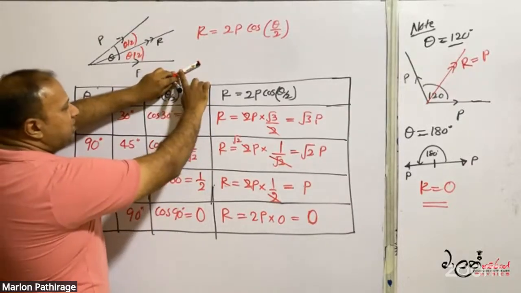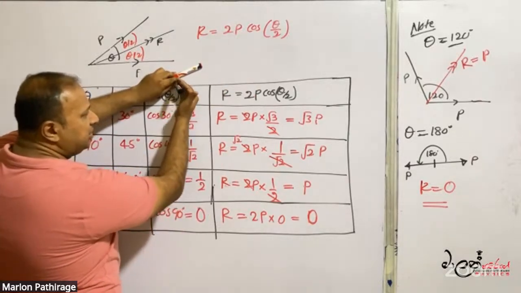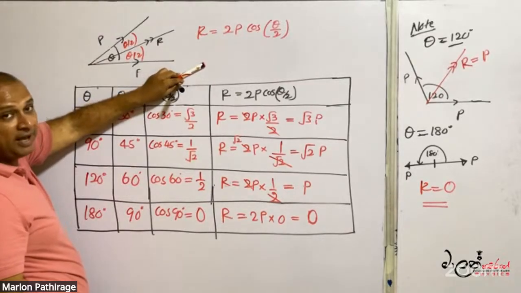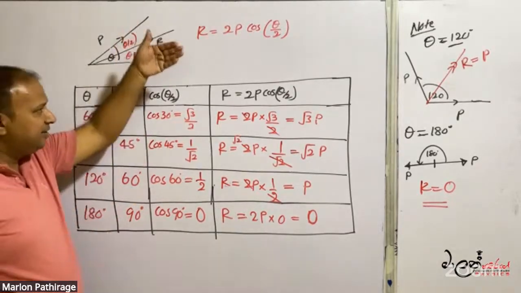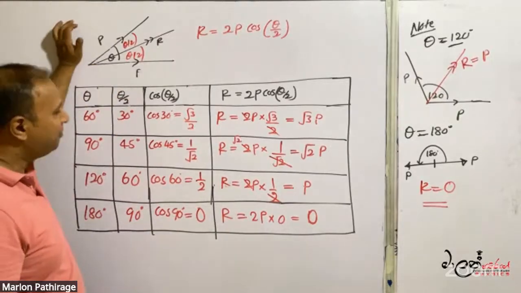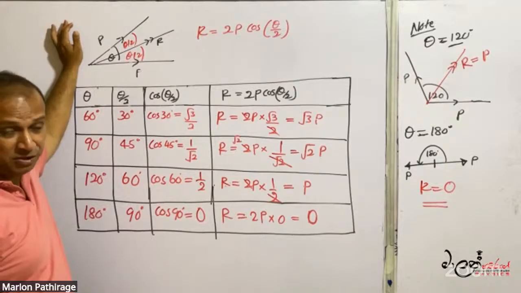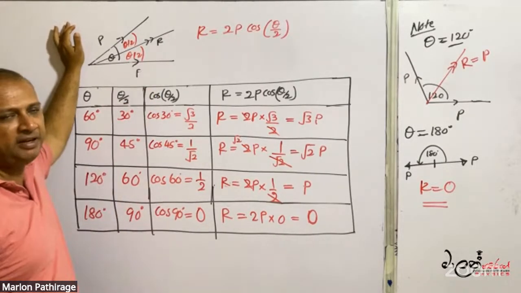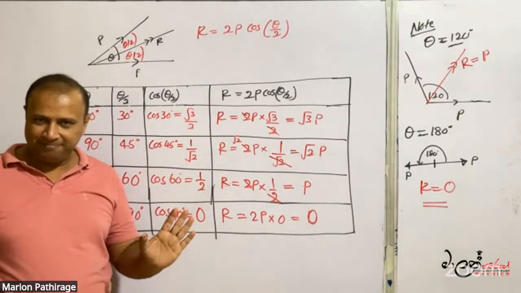Now this vector is in this plane, but this vector is in another plane. Therefore, they are in two different planes. The plane means it is some kind of sheet. You can think of it as a board or your book. Therefore, coplanar means both are in the same plane. Is that clear?